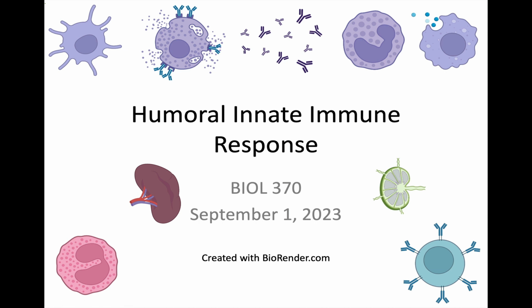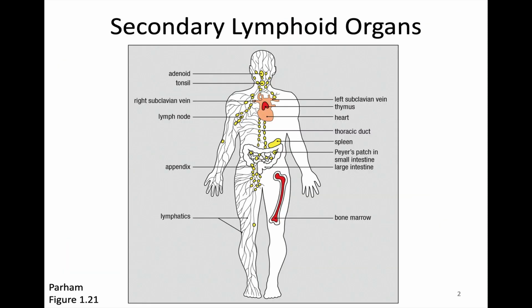So we are going to continue thinking about some aspects of cells and organs of the immune system today, and then we'll move into thinking about the humoral innate immune response, and I will, of course, define what I mean by humoral when we get there.